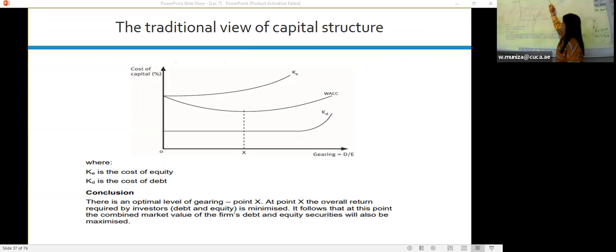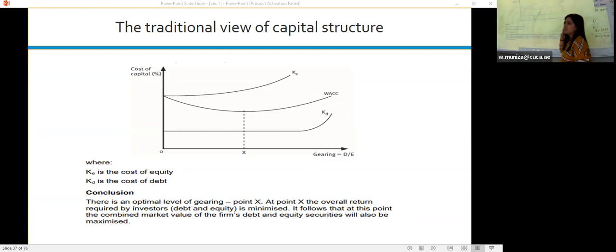But when the investors of the company feel that more gearing is in the company, the more risky operations have become, they will increase their return. When they increase their return, the cost of equity is going to increase, and the weighted average cost of capital is also going to increase.